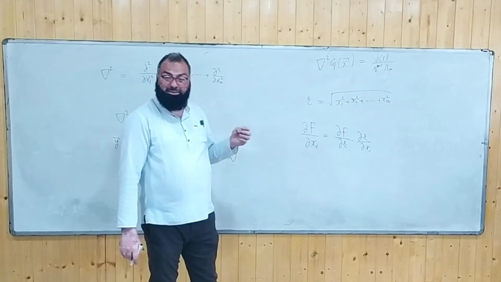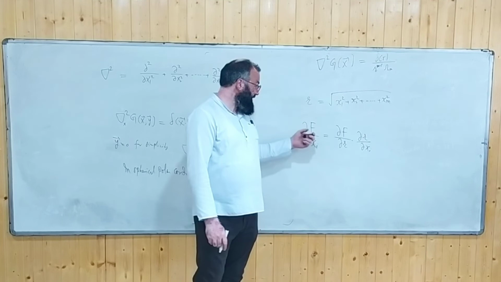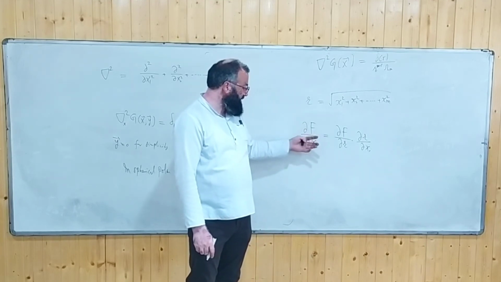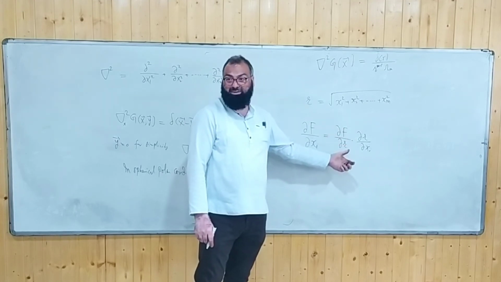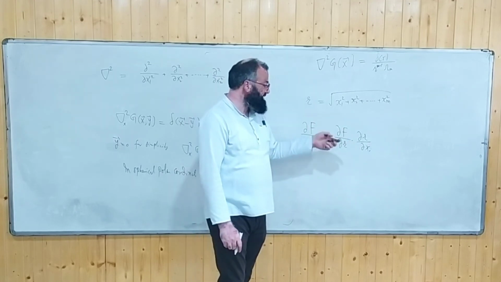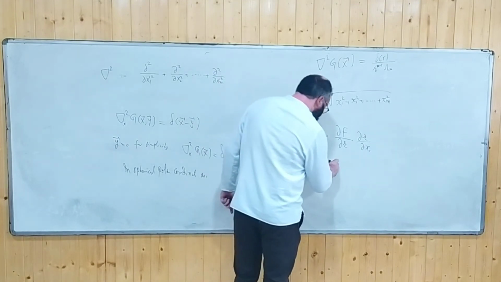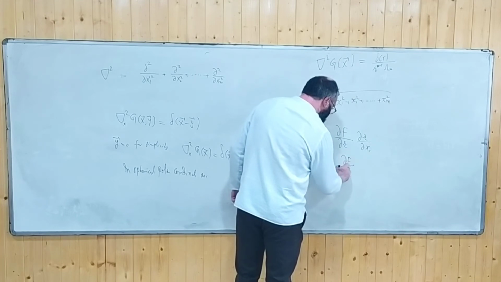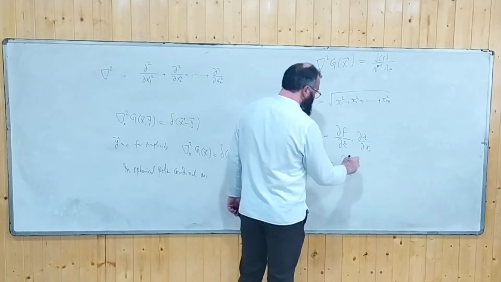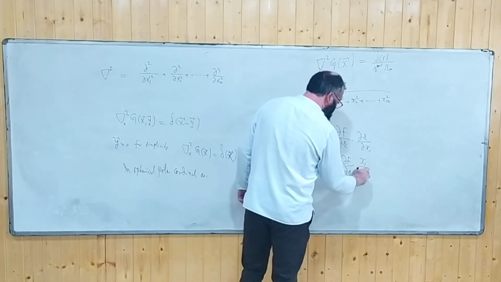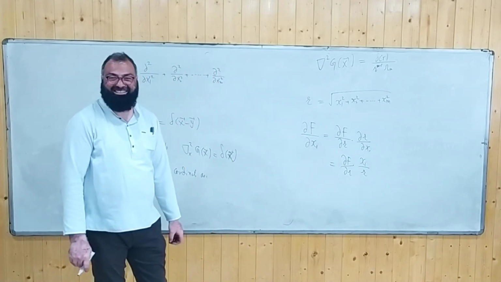Okay, so I want to calculate this partial f by partial r. Since f depends on all these coordinates, I will be able to calculate partial f by partial r from this very object. So what is this partial r by partial xi? Can anyone tell me? You just differentiate it. What will it be? It will be simply xi by r. It is simple differentiation.